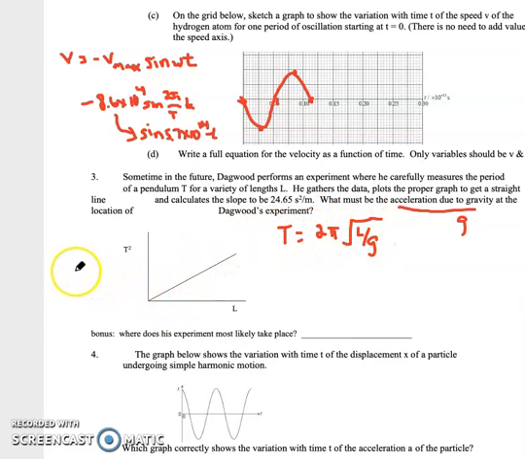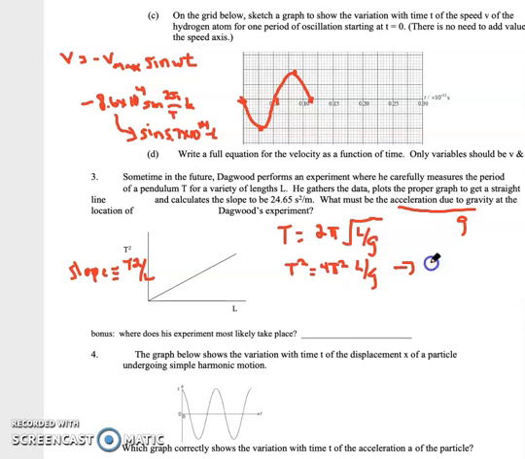So I'm going to write off to the side, okay, that the slope is equivalent to T squared over L. So when I manipulate this, I'm going to square both sides. So I have T squared equals 4 pi squared L over g.